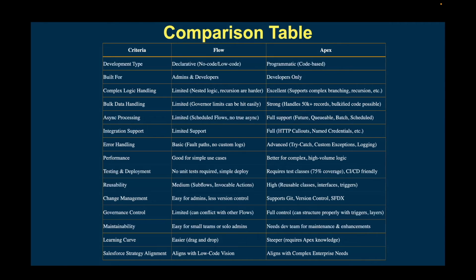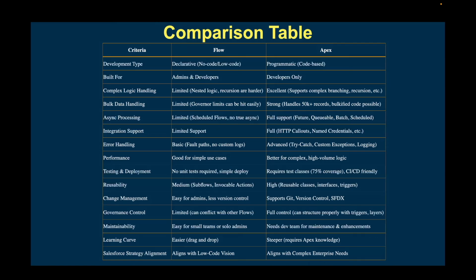Integration support is very limited in Flow, but in Apex we have full HTTP callouts, named credentials, or even SOAP callouts, everything is there in Apex. For error handling, Flow has very basic fault paths but no custom logging. But in Apex we have advanced handling: we can use try catch, custom exceptions, and any logging framework we can implement. For performance, Flow is good for simple use cases, but Apex is better for complex high volume logic.